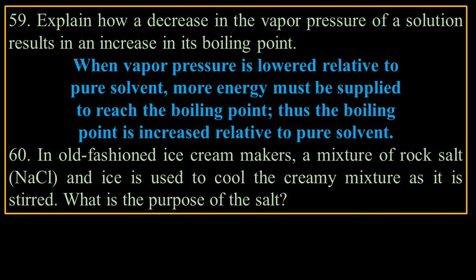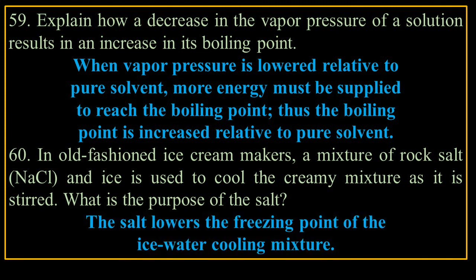In old-fashioned ice cream makers, a mixture of rock salt, sodium chloride, and ice is used to cool a creamy mixture as it is stirred. What is the purpose of the salt? The salt lowers the freezing point of the ice-water cooling mixture, and it allows you to make ice cream because it's making it freeze at a lower temperature because of all the stuff that's mixed together.